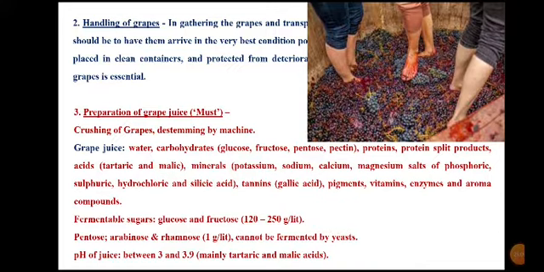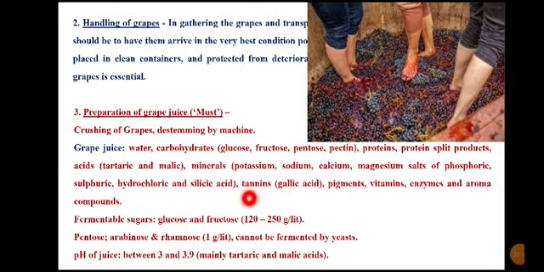The composition of this grape juice is water, carbohydrates, monosaccharides like glucose and fructose, which we call fermentable sugars. Fructose is responsible for bringing the sweetness, then some pentoses and pectin. It contains protein split products like peptides. It contains tartaric acid and malic acid, very important. Along with that, it contains several minerals like potassium, sodium, calcium, magnesium, salts of phosphoric acid, sulfuric acid, hydrochloric acid, and silicic acid. It is rich in tannin, which is also called gallic acid.